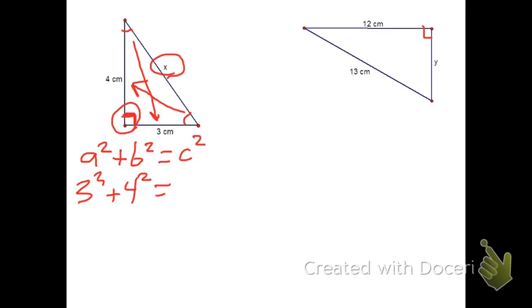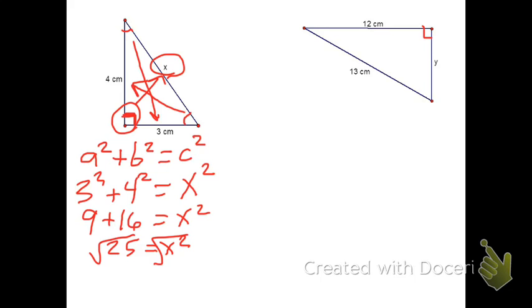So again, 3 or 4 could be A or B, doesn't matter which one's which, but X has to be C because X is opposite the side that's 90 degrees. So that's the hypotenuse. So now we're going to solve for X. By adding 3 squared and 4 squared, which is 9 and 16 respectively, we get 25. So we get that X squared is 25.